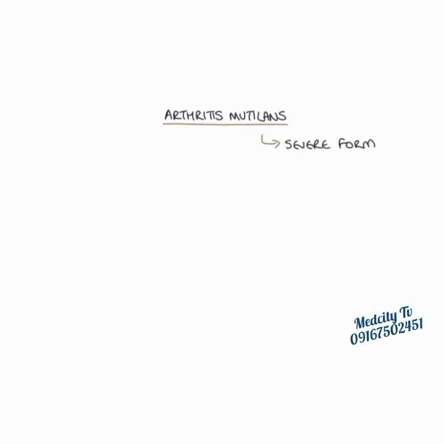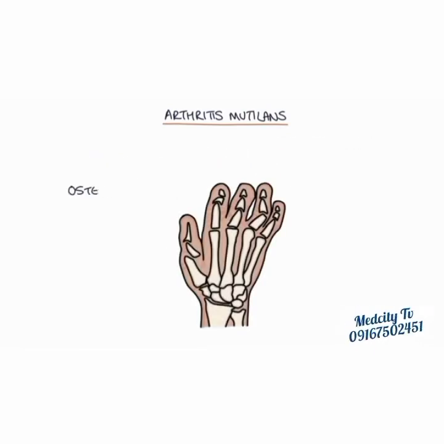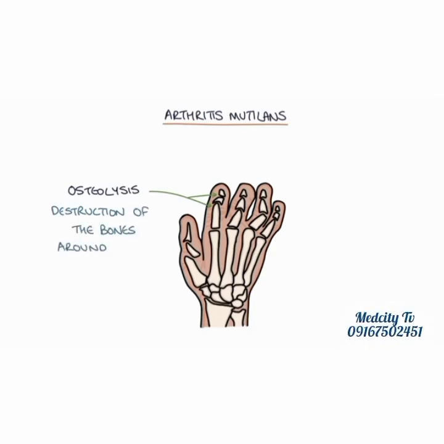There's a condition called arthritis mutilans, which you need to be aware of for your exams. And this is a specific severe form of psoriatic arthritis. And this occurs in the phalanges, which are the bones inside the digit, so inside the fingers or the toes. And essentially what happens is there's osteolysis, which is destruction of the bones around the phalanges, so either end of the phalanges, which causes the digits to shrink or get shorter because the bones in the digit are getting shorter.